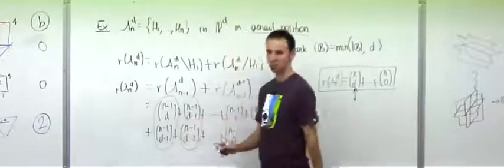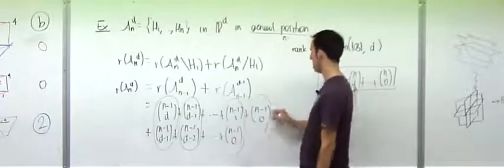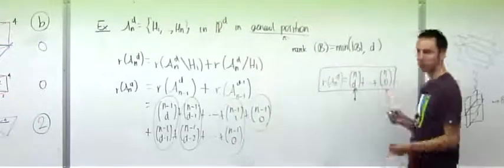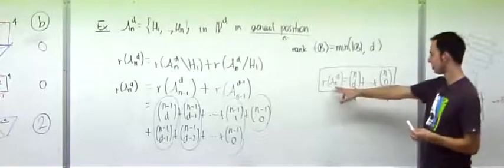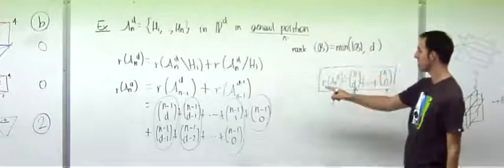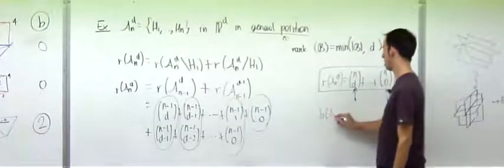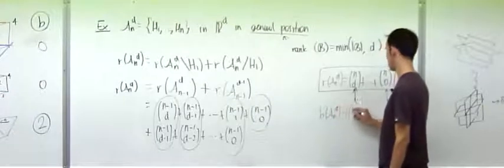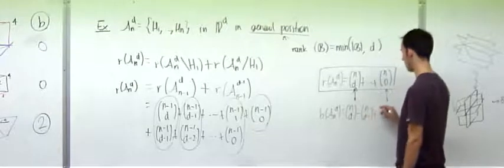This plus this is n choose d. This plus this is n choose d minus 1. This plus this is n choose 1. And this plus this is n choose 0. Okay. And so that shows you that the number of regions of our generic arrangement in d dimensions is given by this, and by the same argument, the number of bounded regions is n choose d minus n choose d minus 1 plus n choose d minus 2, etc.